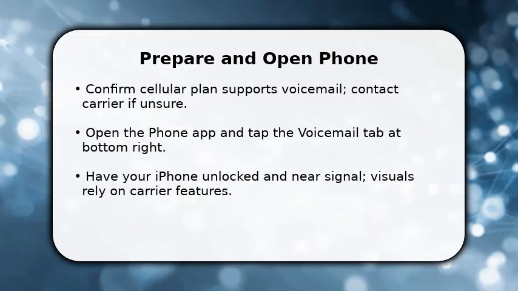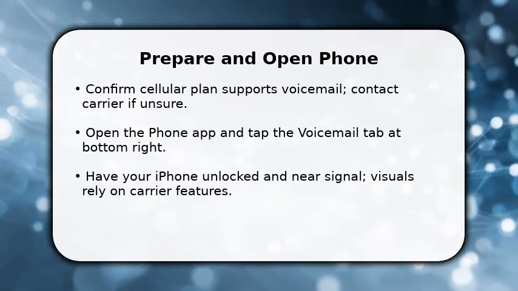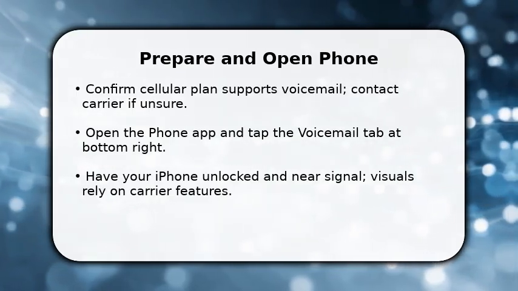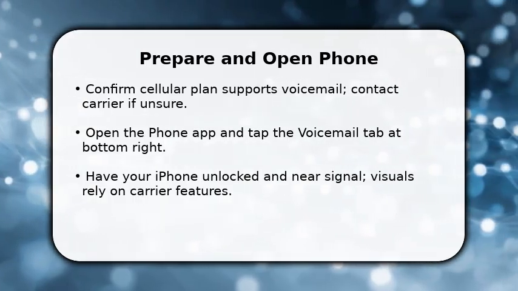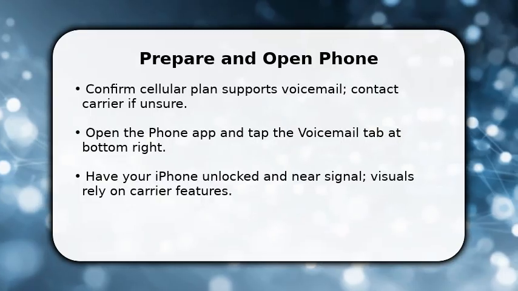You start by verifying the carrier supports visual voicemail. If not, you need carrier help. Once confirmed, unlock your iPhone and open the phone app. Tap the voicemail tab at the bottom right. This shows your inbox and any greetings.